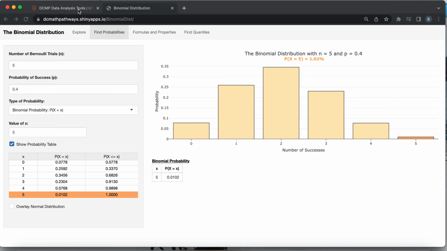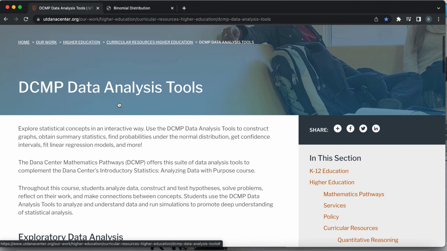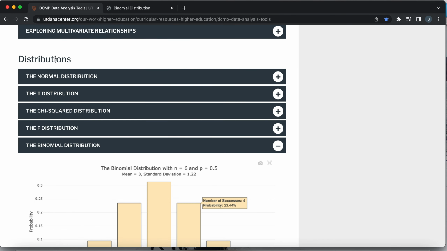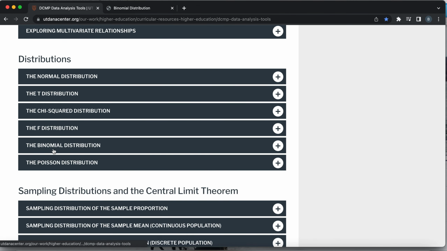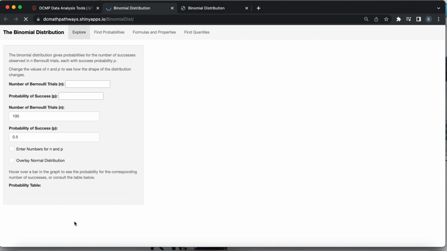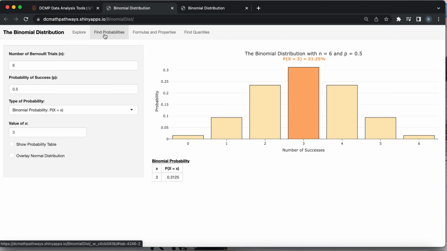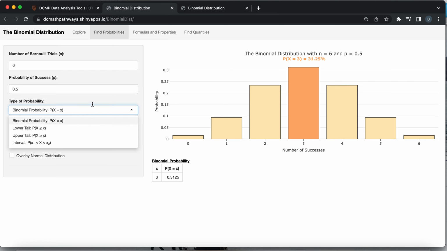So let's go over to our app. What we want to choose is we want to go all the way down to distributions. And we want to choose this one called the binomial distribution. Once you get here, you want to click on Find Probabilities. So you can see it wants us to get our number of trials, our successes, the type of probability, which direction we're going, and then our value for x.